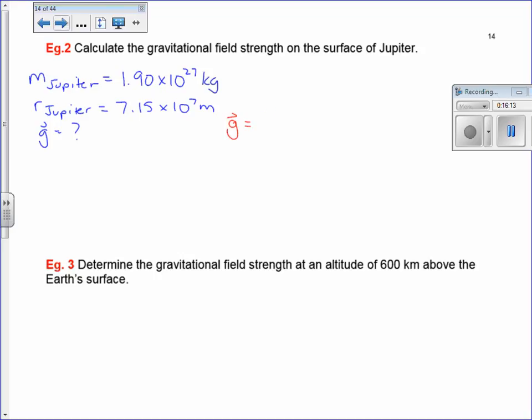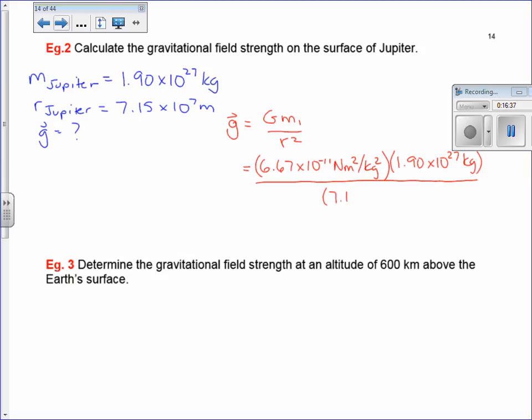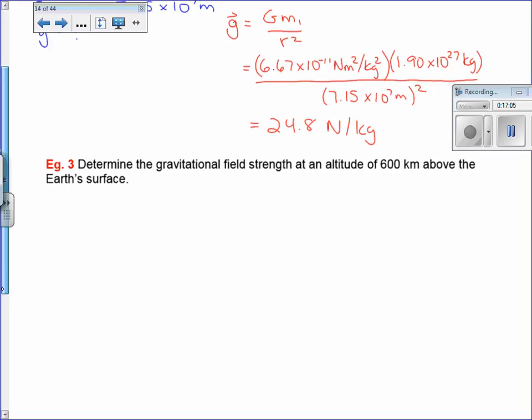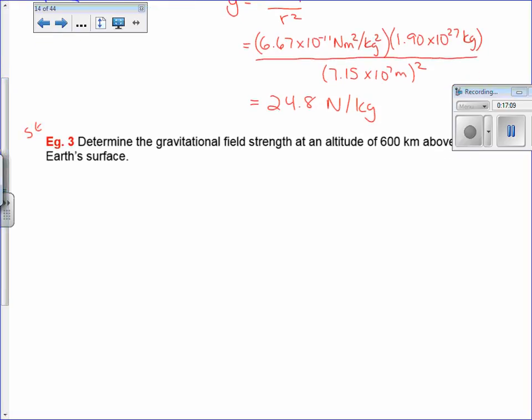So G equals big G times M1 over R squared. So 6.67 times 10 to the negative 11 Newton meters squared per kilogram squared, times the mass of Jupiter, which is 1.90 times 10 to the 27 kilograms, divided by 7.15 times 10 to the 7 meters squared. And you get 24.8 Newtons per kilogram. So if you're just standing on the surface of Jupiter, that's the gravitational field strength you feel. You'd feel about 2.5 times heavier than you would on Earth, as the gravity is stronger.